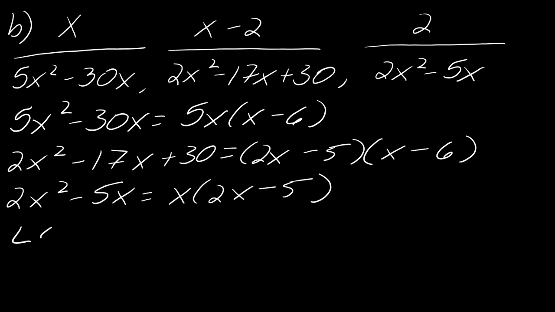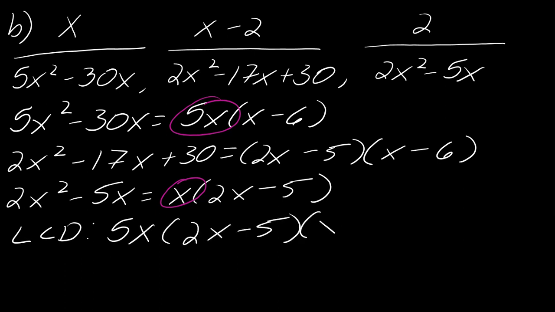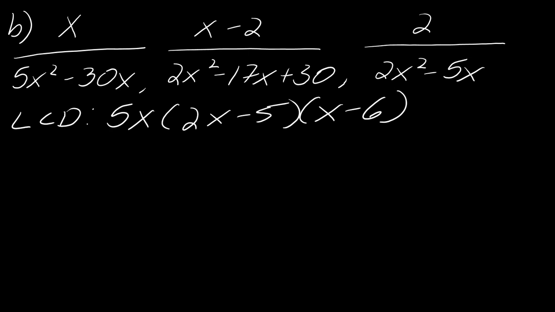So my LCD then is going to be, so now we've got to be careful. I've got 5x and x, so those two things need to come together. So this will be 5x, and then the 2x minus 5 and the x minus 6. So those are all the parts that are going to make the LCD. Okay, so now I'll clear some space. So what do we multiply each by? I'm going to write out the factored form to help me out here.